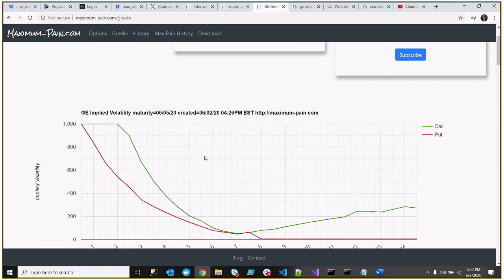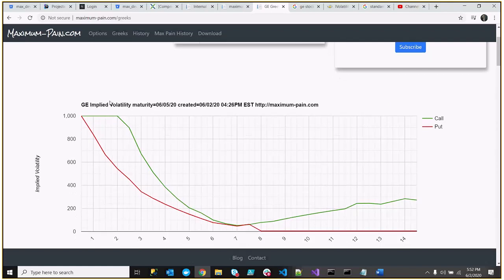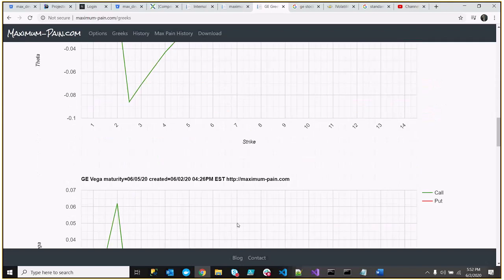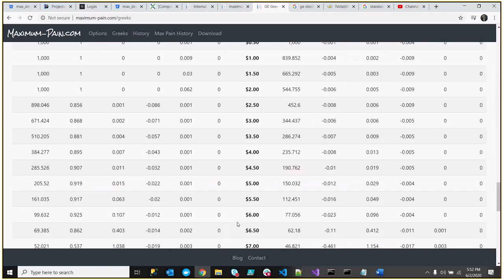But on the Greeks page at maximumping.com, we can actually see the implied volatility, and we can see it charted out. For example, here's the $7 strike call implied volatility at essentially 52%. We have the other charts available here too, as the delta, gamma, and other Greeks. But let's scroll down to the data.